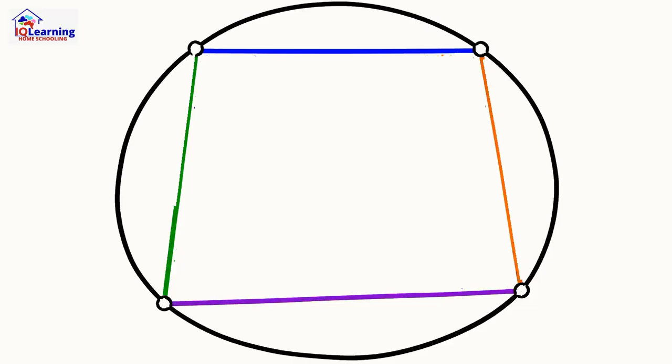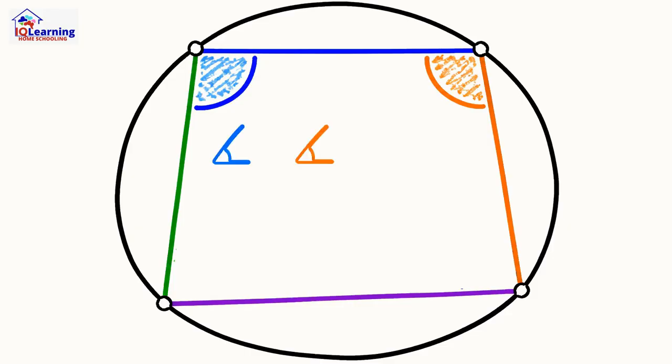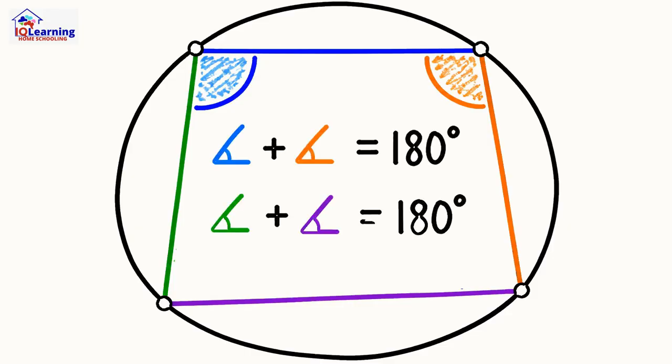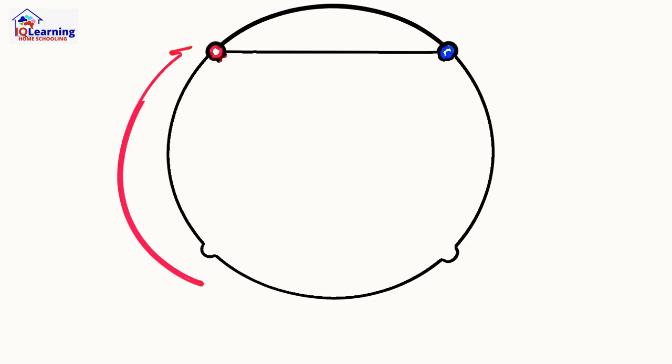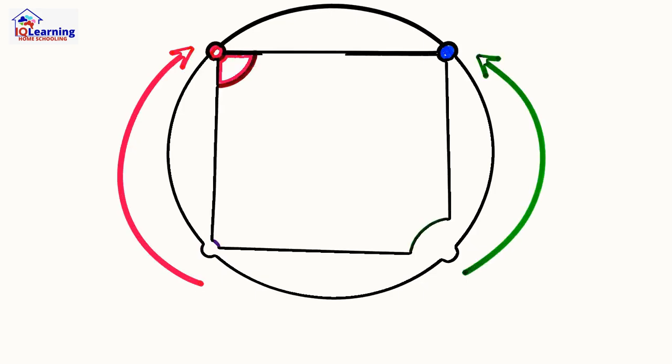Finally, what if we place a four-sided shape inside? If all four corners touch the edge, it's a cyclic quadrilateral with its own magic rule. The opposite angles always add up to 180 degrees. If one angle is 85, its opposite must be 95. They are supplementary, creating a perfect balance.